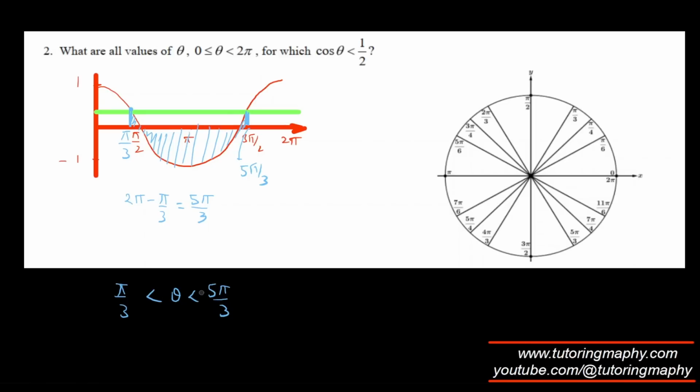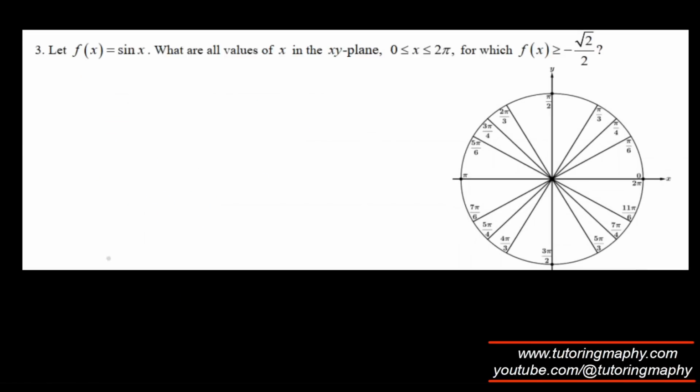This is my answer. Likewise, over here, we have sine x as the function, and we need to find when it is greater than or equal to negative root 2 over 2. Sine x looks something like this. 2 pi, pi, pi over 2, 1, -1, and 3 pi over 2. Negative root 2 over 2 lies somewhere over here.